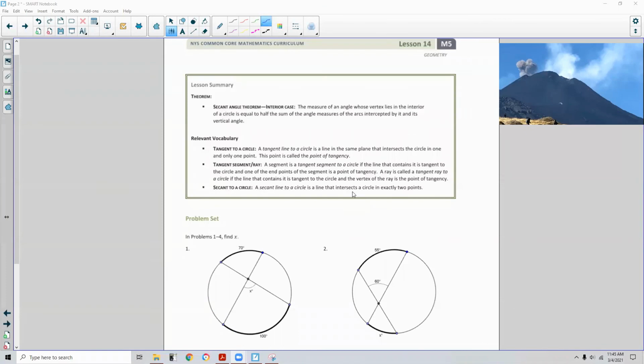Okay, page 5 brings us to the end of lesson 14. Review the lesson summary, secant angle theorem, interior case, and the vocabulary, and go to your problem set.